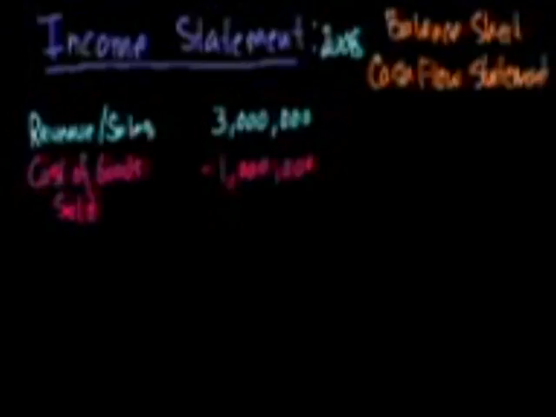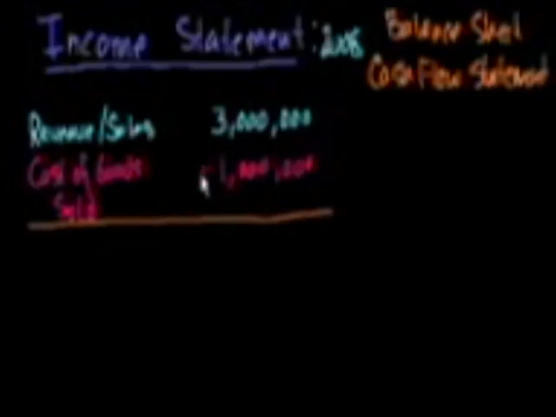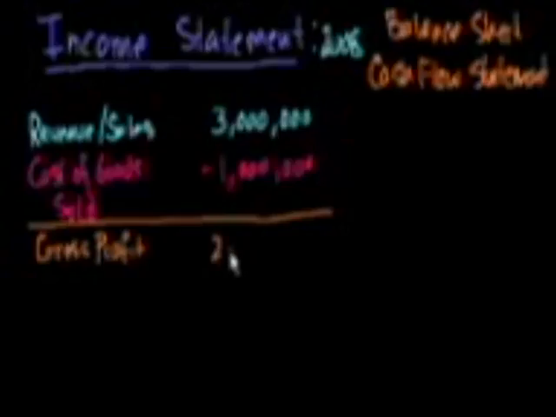And then if you subtract your costs from your revenue, or if you just add these two numbers, because this one is negative, you have your gross profit. Gross profit. In this case, it would be $2 million. And this number tells you how much money did you make, or how much profit did you make just from selling these widgets? So the more widgets you sell in most circumstances, the larger this number is going to be.